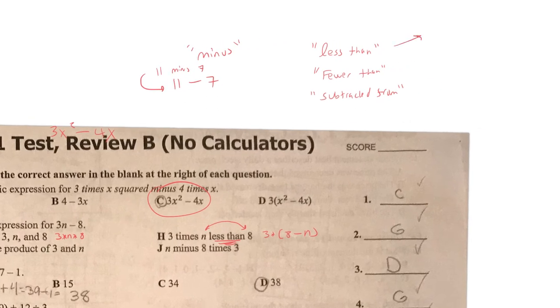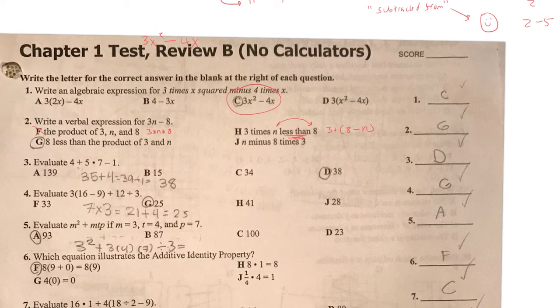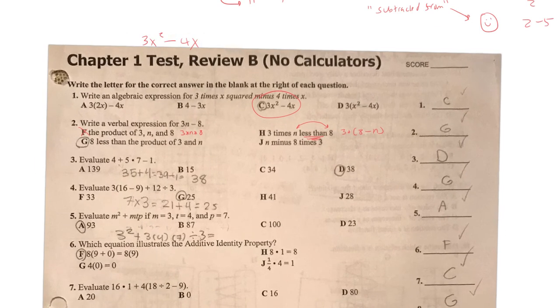For example, if you say 3 less than 10, that's literally 10 minus 3. Notice how I switch the order of the numbers. If I say 5 fewer than 2, guess what? 2 minus 5, that's what it means, and so on. I don't even need an example for that one. So anyway, that's the explanation here. 3 times n less than 8 is 3 times 8 minus n. Cool. Let's look at this one. N minus 8 times 3.